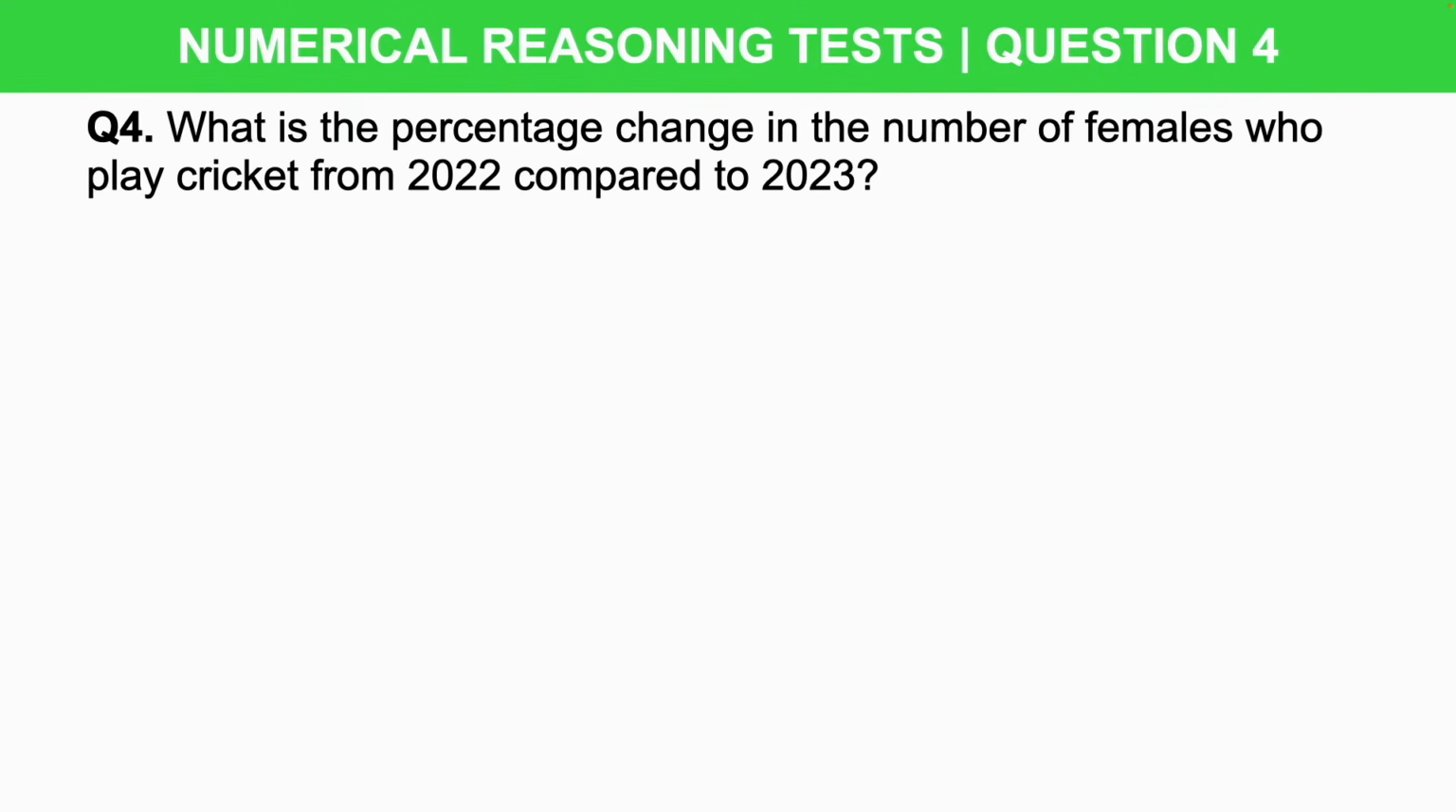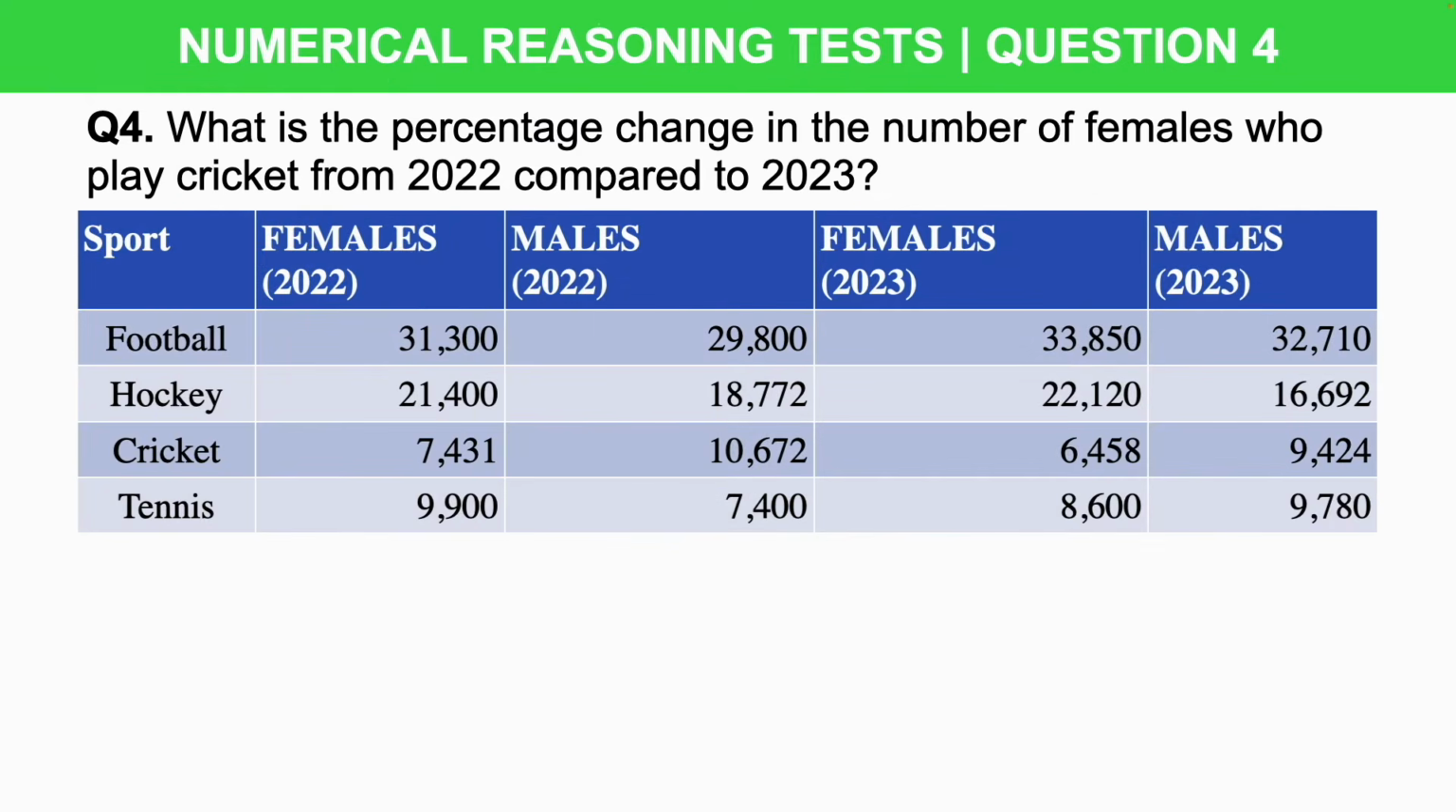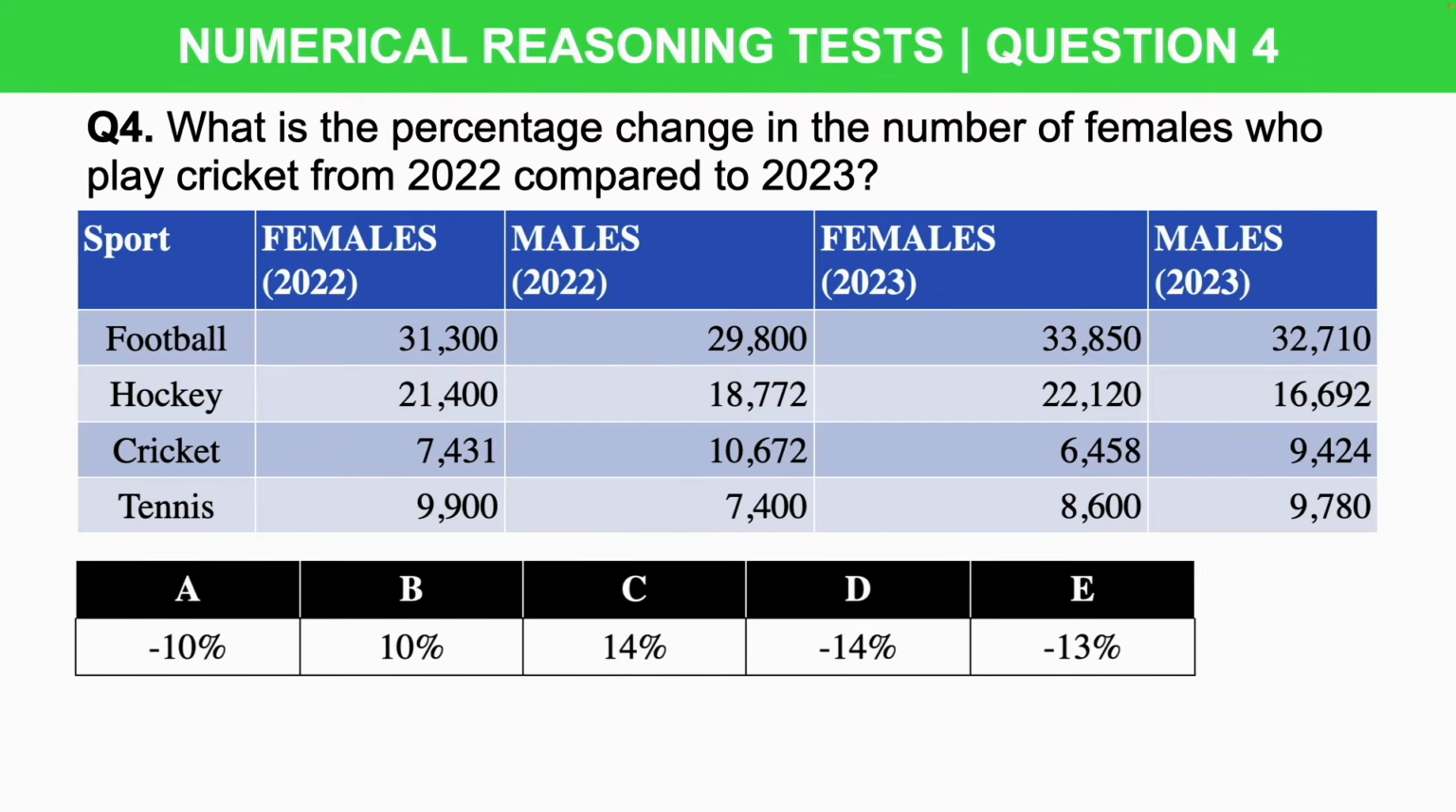What is the percentage change in the number of females who play cricket from 2022 compared to 2023? Here's the data. Is it A, minus 10%, B, 10%, C, 14%, D, minus 14%, or E, minus 13%?